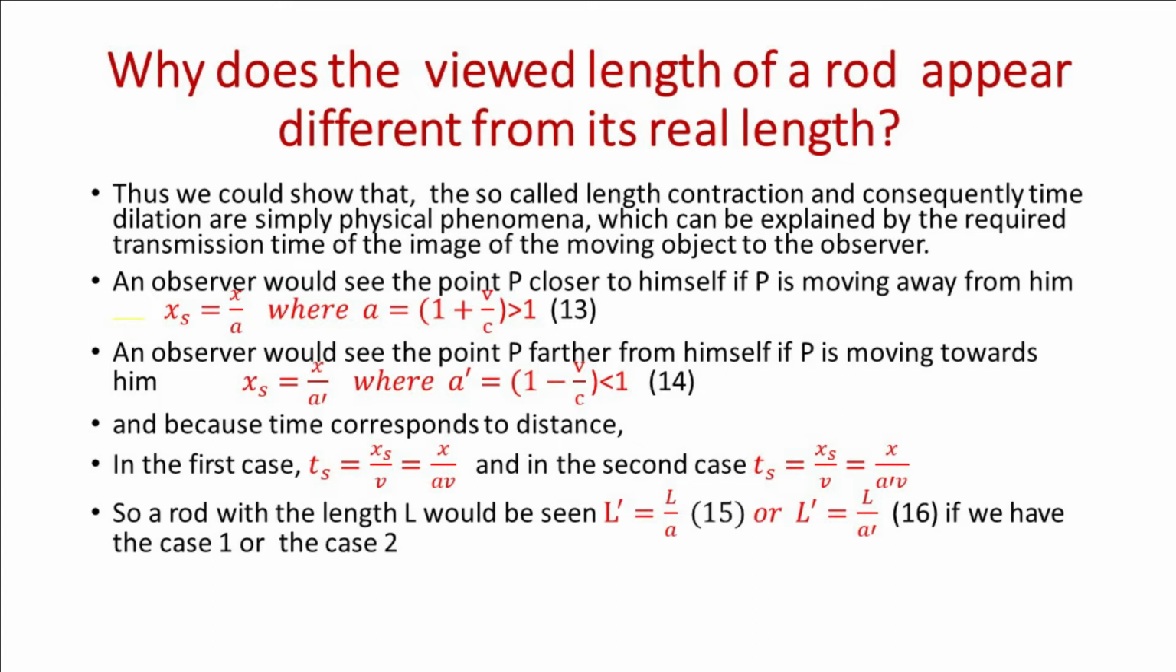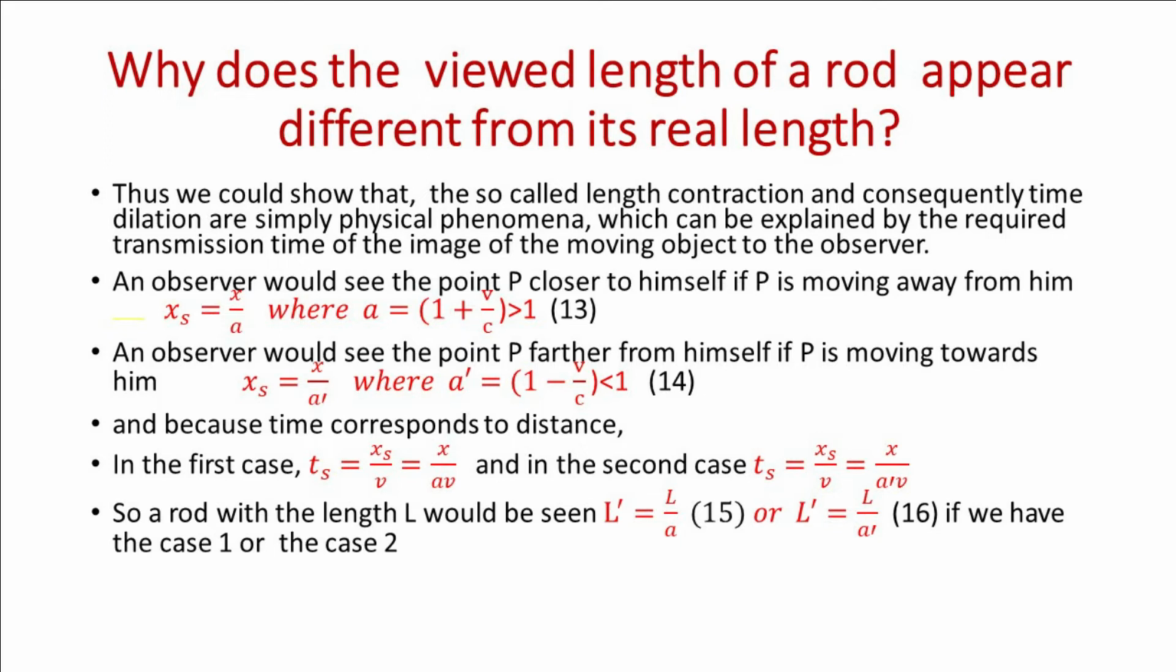An observer would see the point P closer to himself if P is moving away from him. Equation 13: x sub s equals x over a, where a equals 1 plus v over c, a greater than 1. An observer would see the point P farther from himself if P is moving towards him. Equation 14: x sub s equals x over a prime, where a prime equals 1 minus v over c, a prime smaller than 1. And because time corresponds to distance.